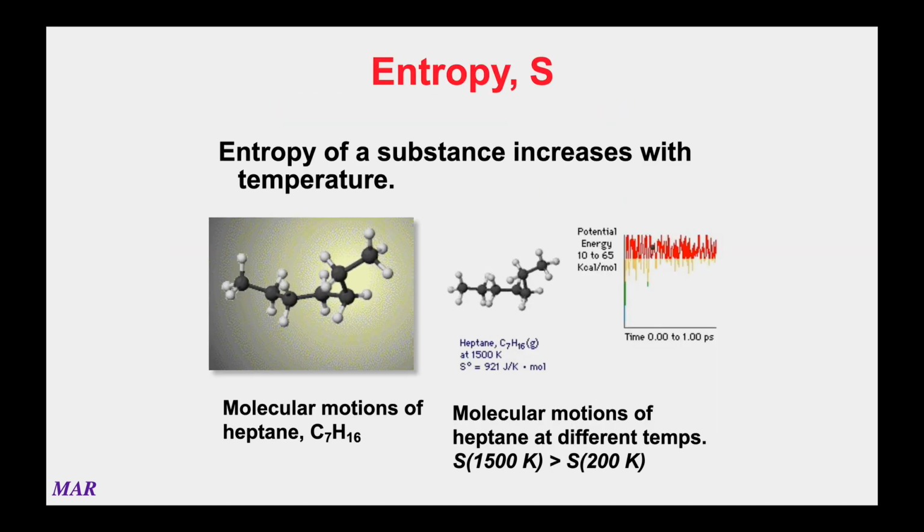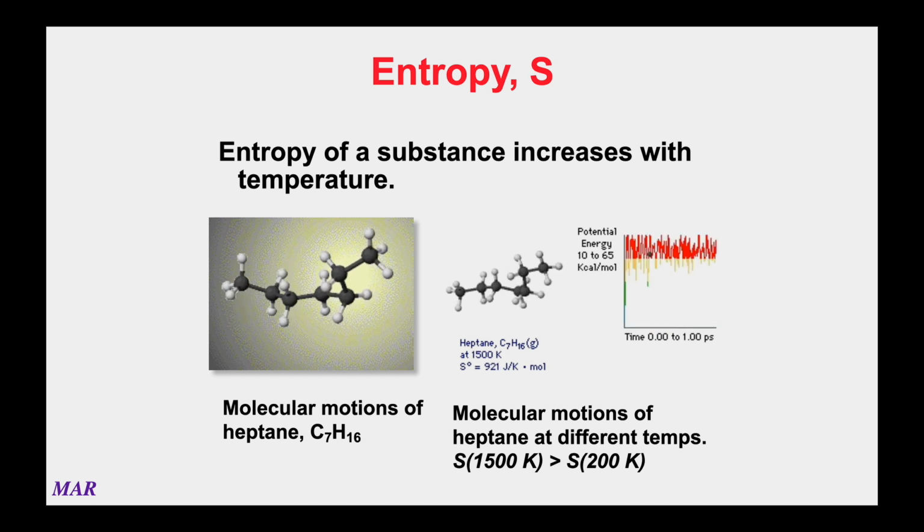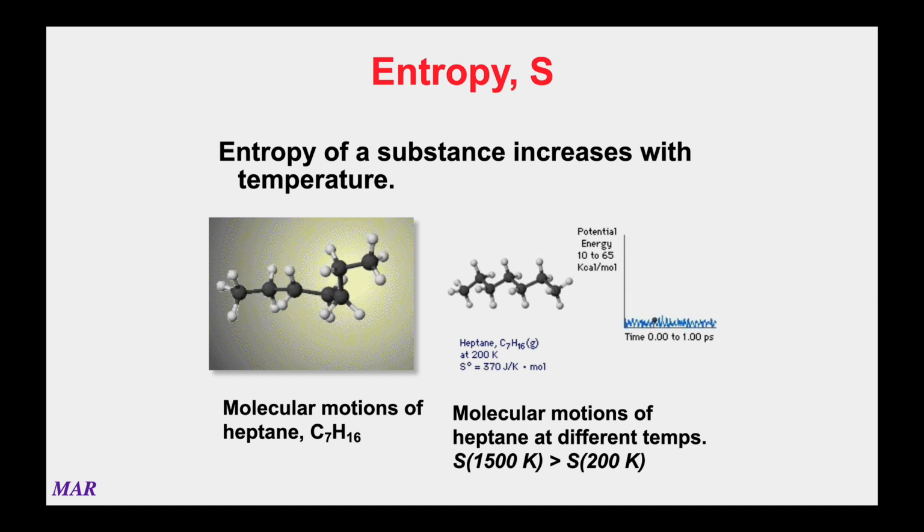Heptane at 1500 Kelvin has significantly greater molecular motion than it does at 200 Kelvin. The substance has greater entropy at 1500 Kelvin than at 200 Kelvin. The entropy of compounds is affected by temperature, and if you look at the units of entropy, they're always joules per mole Kelvin. Entropy is absolutely affected by temperature. In this example, you have heptane at a lower temperature and a higher temperature. At the lower temperature, you have lower entropy. At the higher temperature, you have higher entropy. And that's very common for all substances.